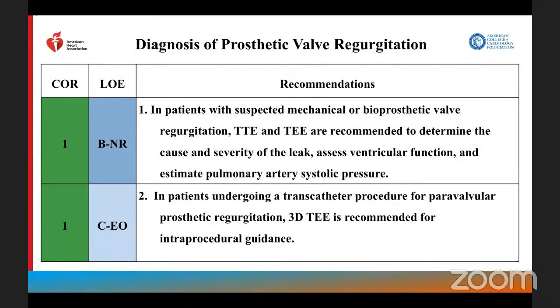For prosthetic valve regurgitation, in patients with suspected mechanical or bioprosthetic valve regurgitation, transthoracic.